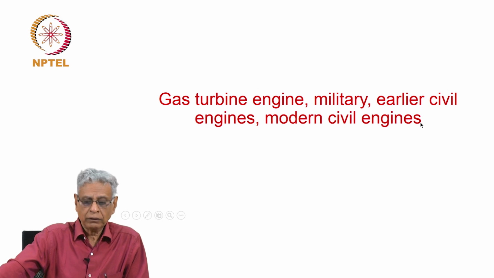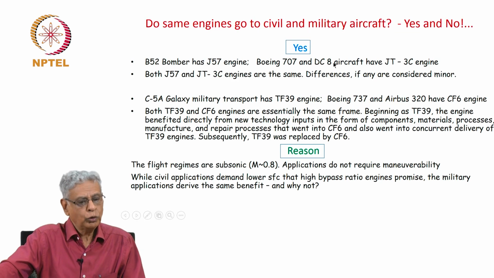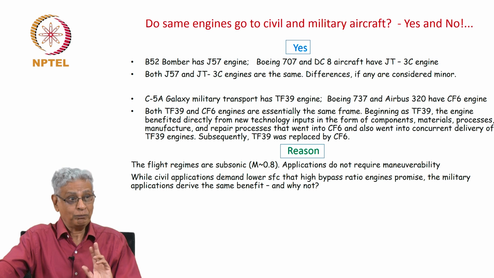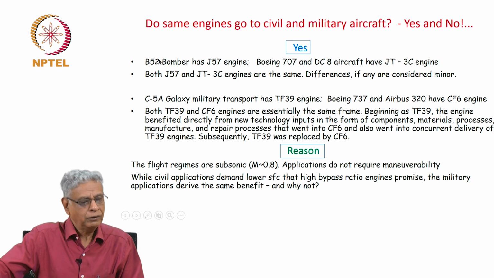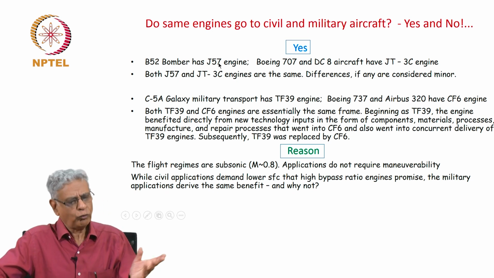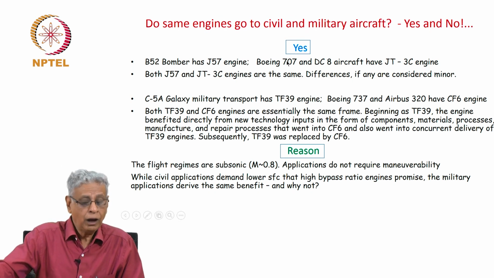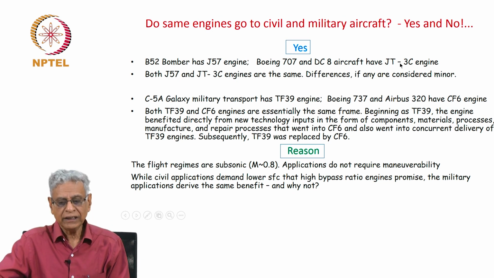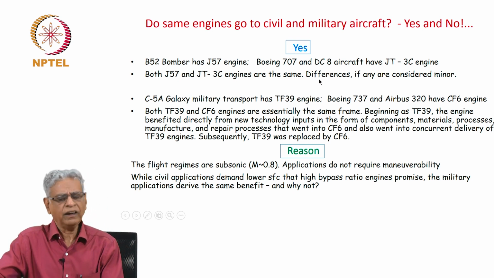Let us switch to gas turbine combustion in military and civil air engines and modern engines. I ask a question: do the same engines go to civil and military aircraft? It is both yes and no. Yes, because you have something like a B-52 bomber, an old time system still in practice, which has an engine called J-57. Boeing 707 and DC-8 aircraft also have an engine called JT-3C. Both these are the same. Differences, if any, are very minor.